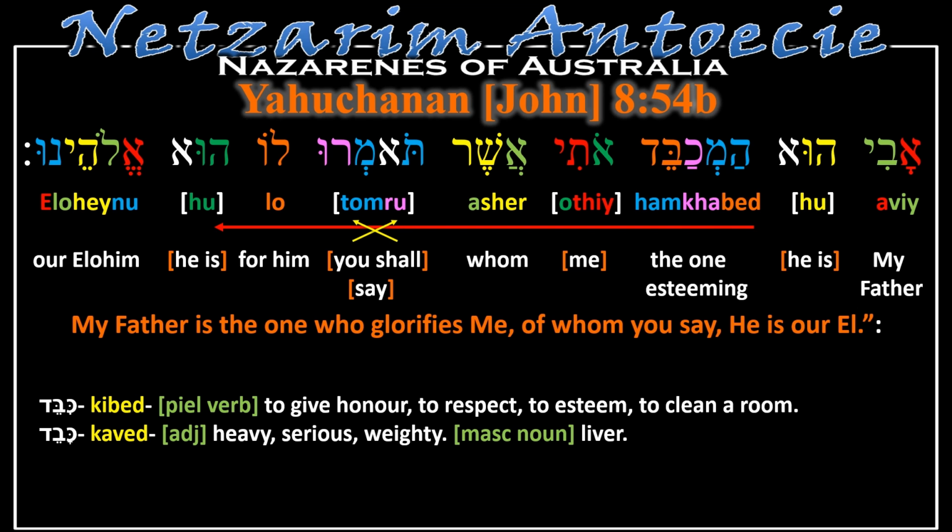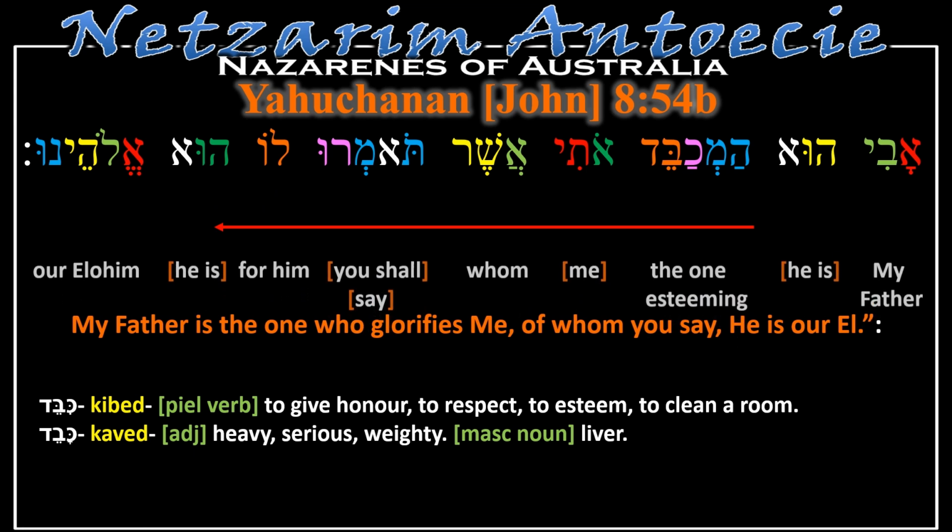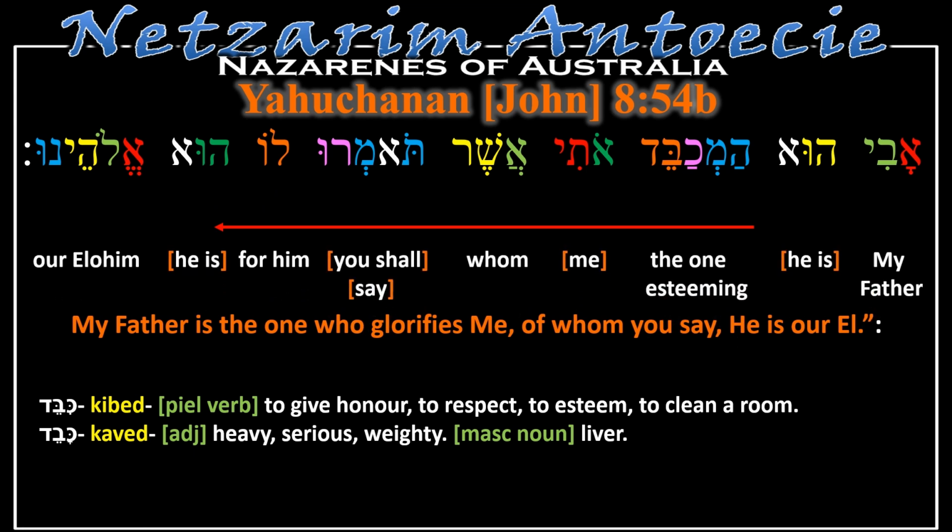Right, so the translation is, my Father is the one who glorifies me, of whom you say he is our El. So now we can read that. Avi, hu, ham kabed, oti, asher, tom ru, lo, hu, Eloheinu. My Father, he is the one esteeming me, whom you shall say, for him, he is our Elohim.